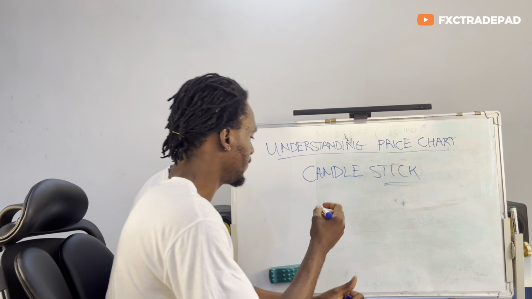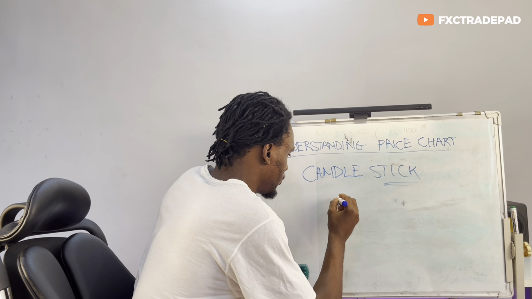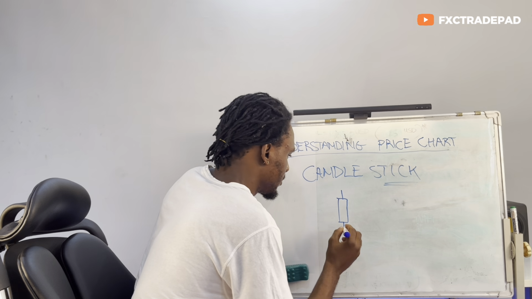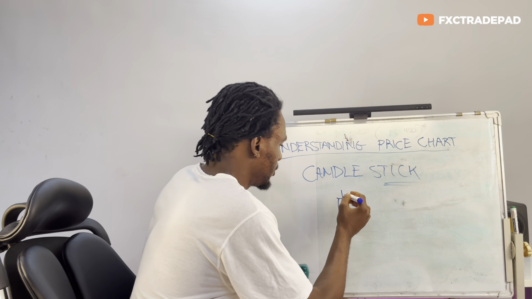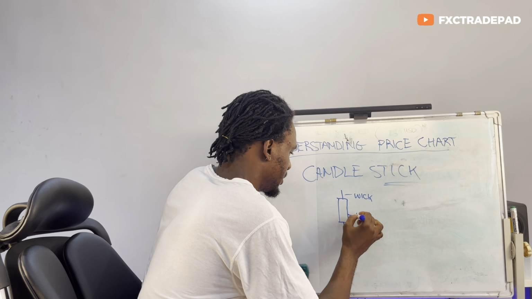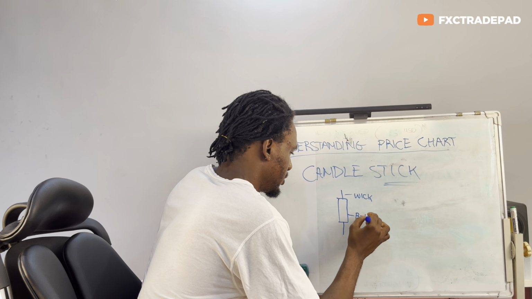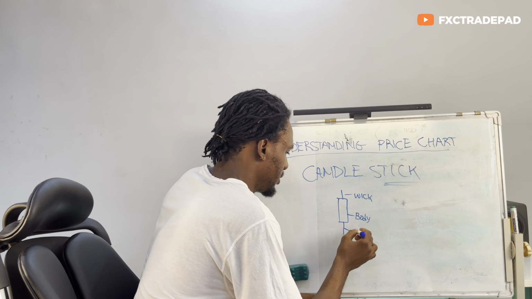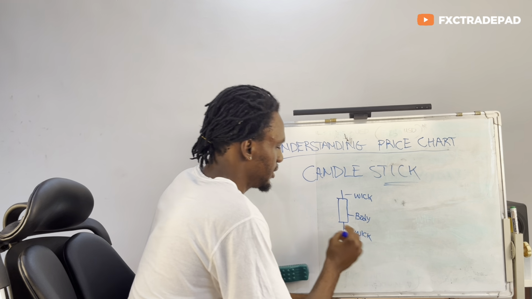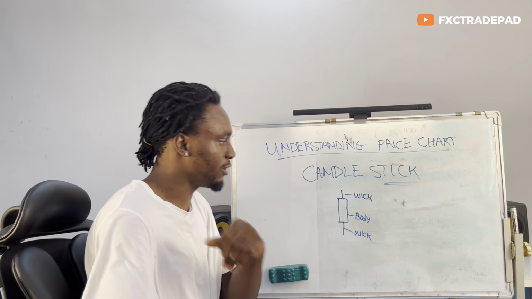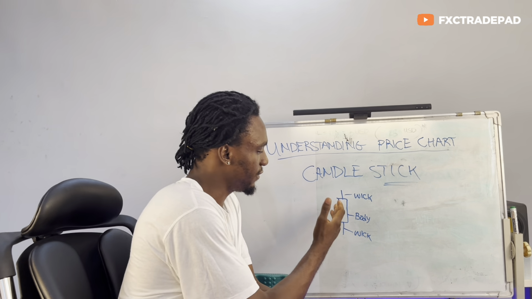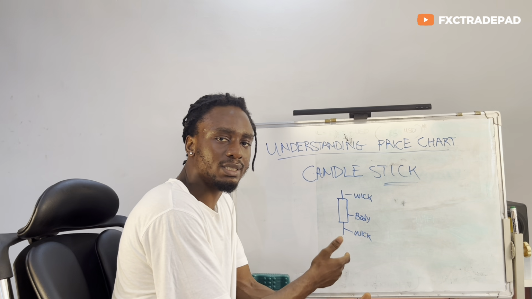All right, so for an example, this is what you will see as candlestick, and I will label it. All right, so this is wick, this is body, some call it candle body, this is also wick. All right, this is just the basic explanation of what this candle means. So now we might be wondering, okay, if this is the whole thing, what does this now mean?